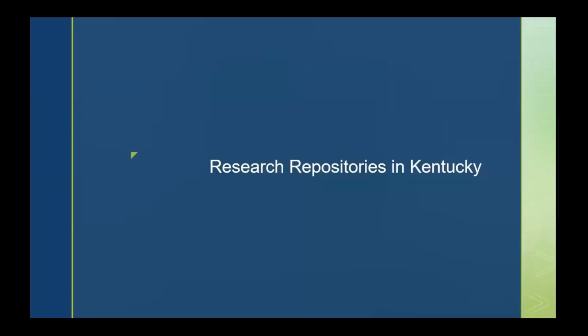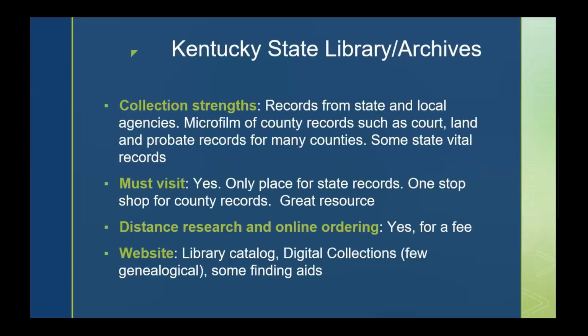Okay, what are some of the major research repositories in Kentucky? So the big one that you probably want to know about, and you probably already do know about, is the Kentucky State Library and Archives. This is located in Frankfort, Kentucky, which is centrally located near the highway that goes to Florida. That's how I remember it, because as a kid, we would go through Kentucky, of course, to drive to Florida from Indiana. But anyways, that's an aside.